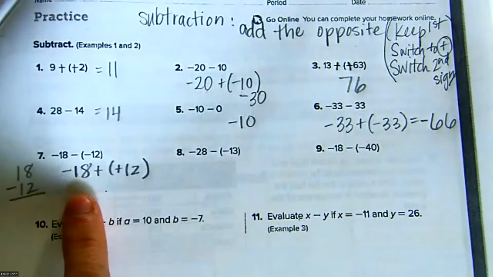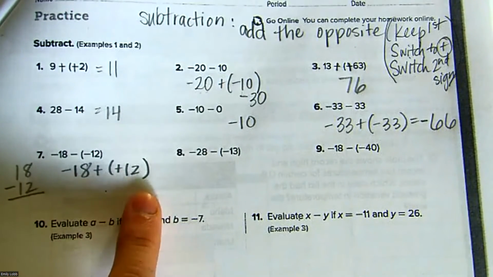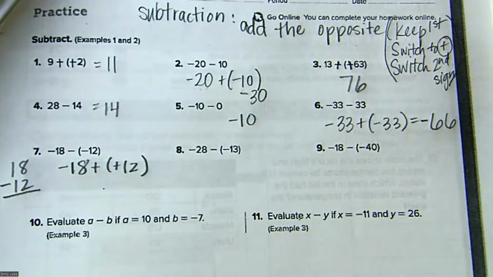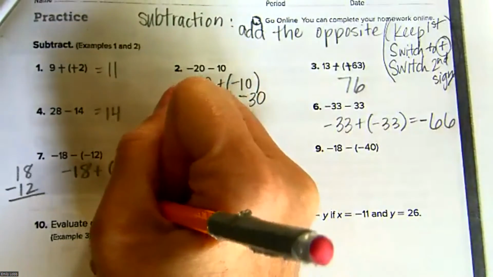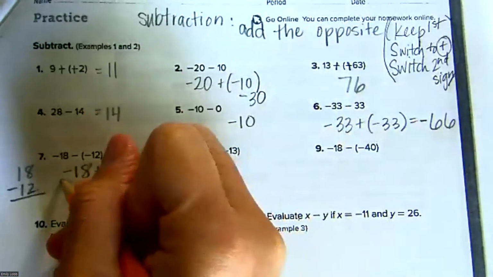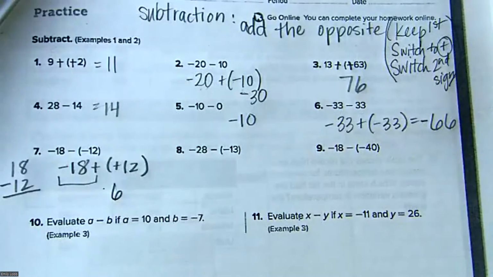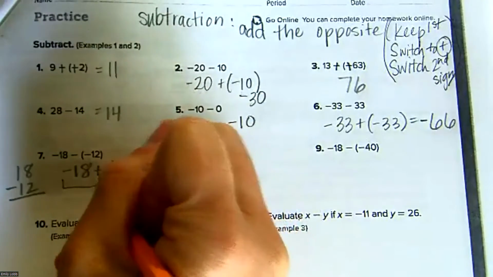How are our signs different? We have a negative 18 and a positive 12. Yes, keep change, or keep switch, or keep change opposite. What's 18 minus 12, guys? 6. And is our bigger absolute value positive or negative? Negative.